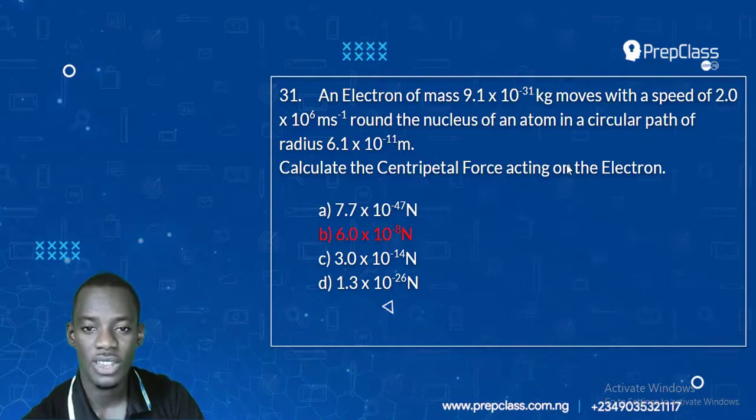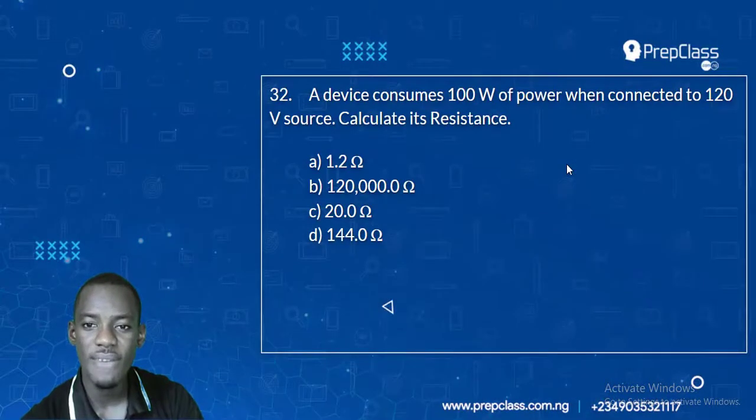Okay, now let's check out number 32. It says a device consumes 100 watts of power when connected to a 120 volt source. Find its resistance. Now you see power, you see voltage, and you are asked to find resistance. That should remind you of the power formula.